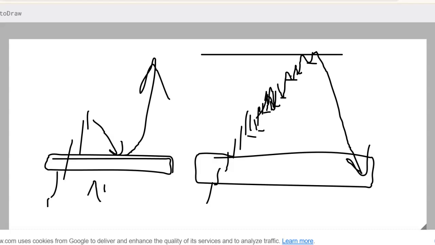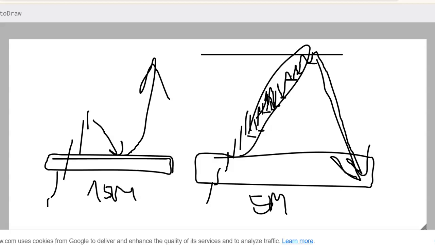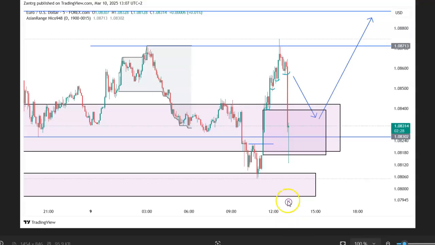In this case, if this is the 15-minute time frame and this is the 5-minute time frame, once this liquidity is taken out of the market, you will see a liquidity grab back to the higher time frame's PD area, in such case the 15-minute zone. So this is exactly what we had here.